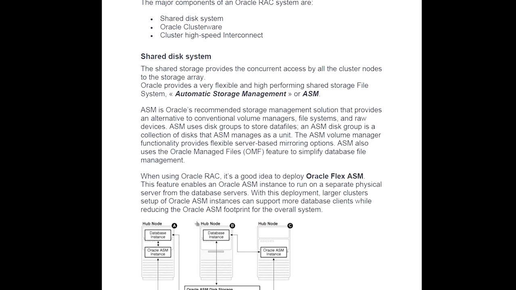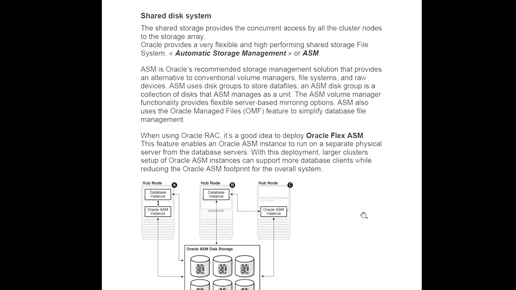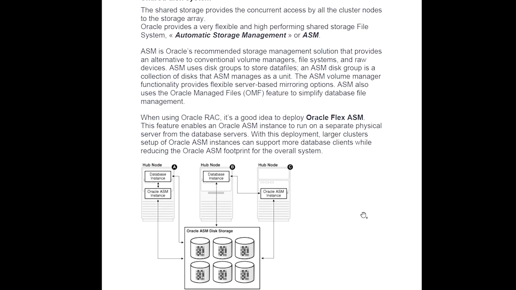And then there is a new concept called Oracle Flex ASM. Basically, Oracle Flex ASM helps in management of storage. Let's see what this feature is. This feature enables Oracle ASM instances to run on separate physical servers. So your ASM instance will be running on different physical servers. With this deployment, larger cluster setups for Oracle ASM instances can support more database clients while reducing the Oracle ASM footprint overall in the system.